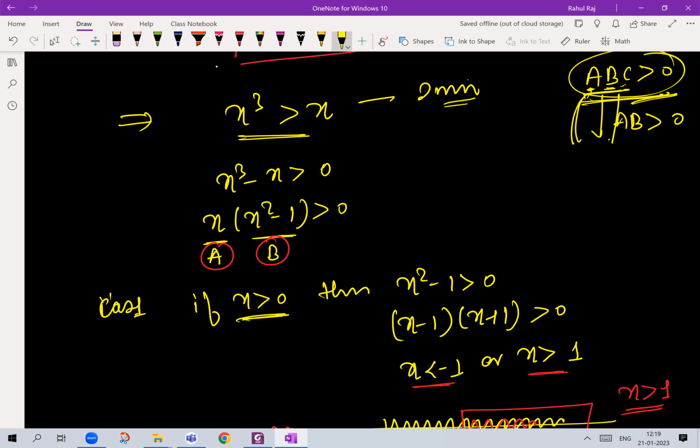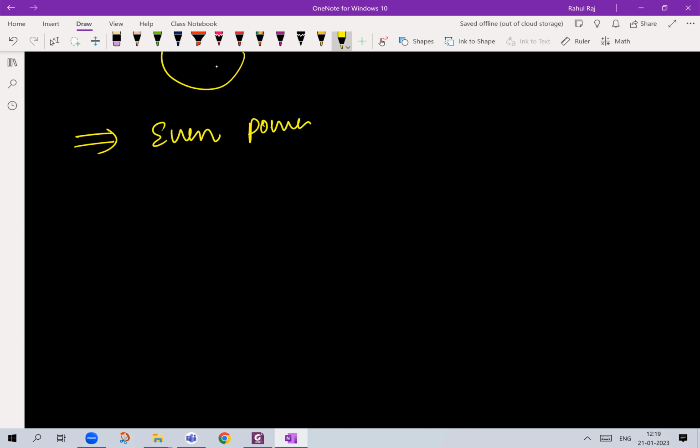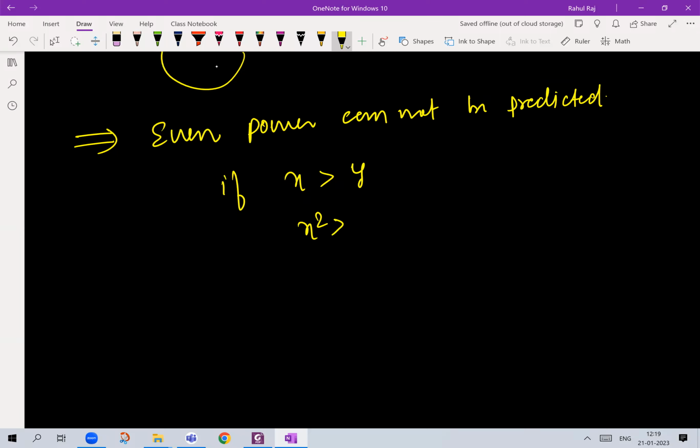Yes. So the next point is: even powers cannot be predicted. Very important from the question perspective. Even powers cannot be predicted. What do you mean by this? Imagine if I say, if x is greater than y, can you for sure tell me x square will be greater than y square? I've just given you x is greater than y. Can you be extremely sure that x square will also be greater than y square?